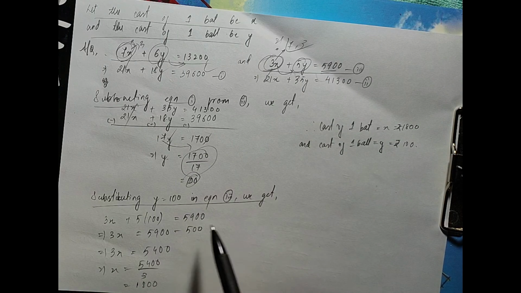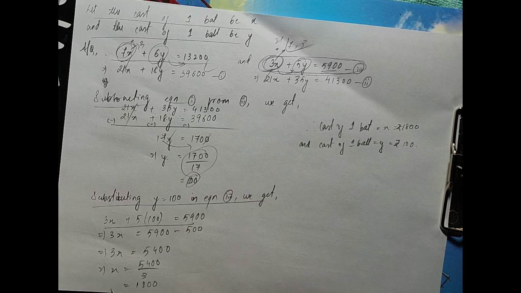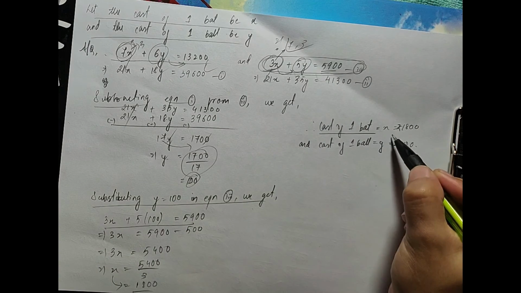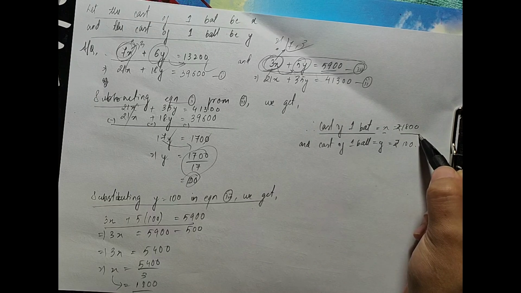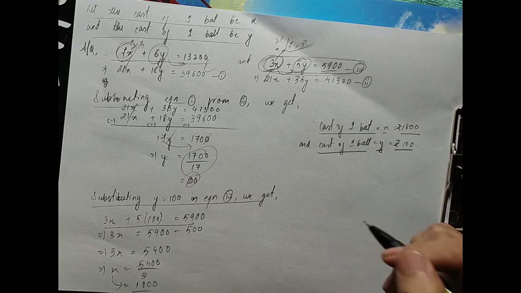Substituting y is equal to 100 in equation 3, that is here, you get this. If you solve, you get x is equal to 1800. So cost of one bat is x, which is rupees 1800, and cost of one ball, which is y, will be equal to rupees 100. With this, we conclude our video.